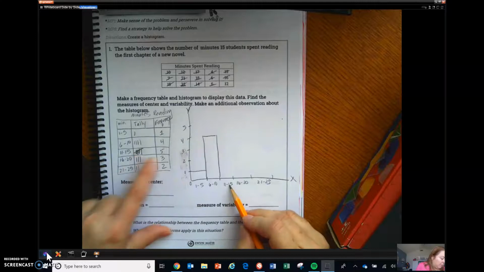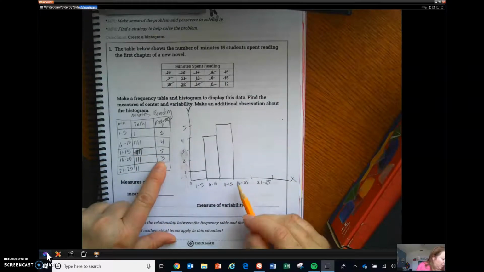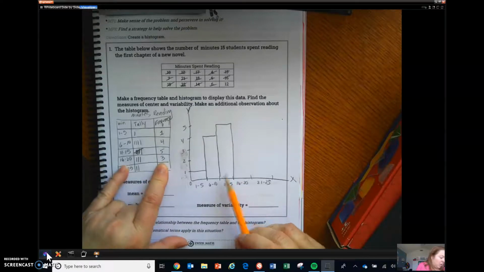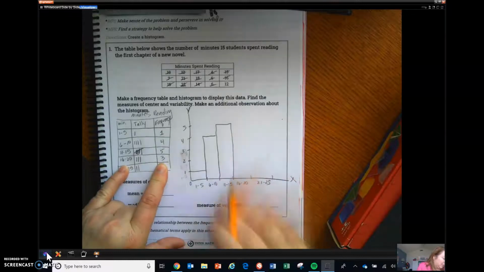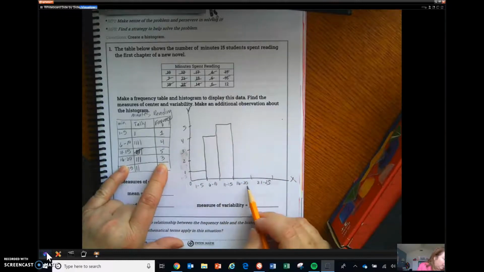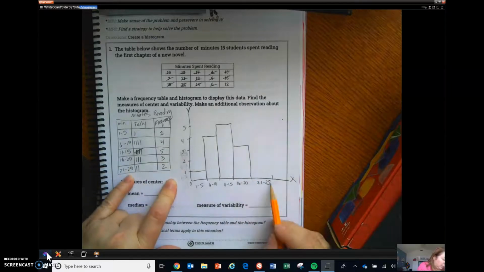11 to 15, there were 5 students. That's the average. Or I should say, that's the most in this histogram. 16 to 20, there were 3. And 21 to 25, there were 2.